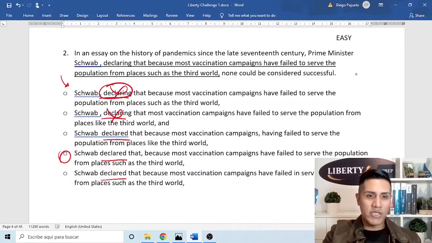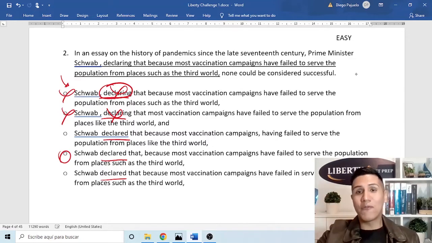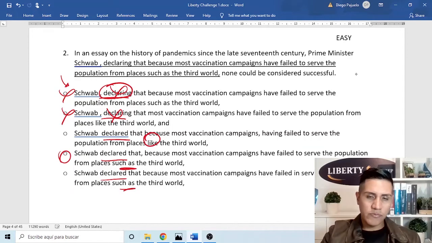In letter C, D, and E, declared is serving as a verb. So that's fine so far. Those three. We eliminate A and B so far. Now, between these ones, there is another very simple thing here. Like versus as. Now, like versus as, the theory is very simple.